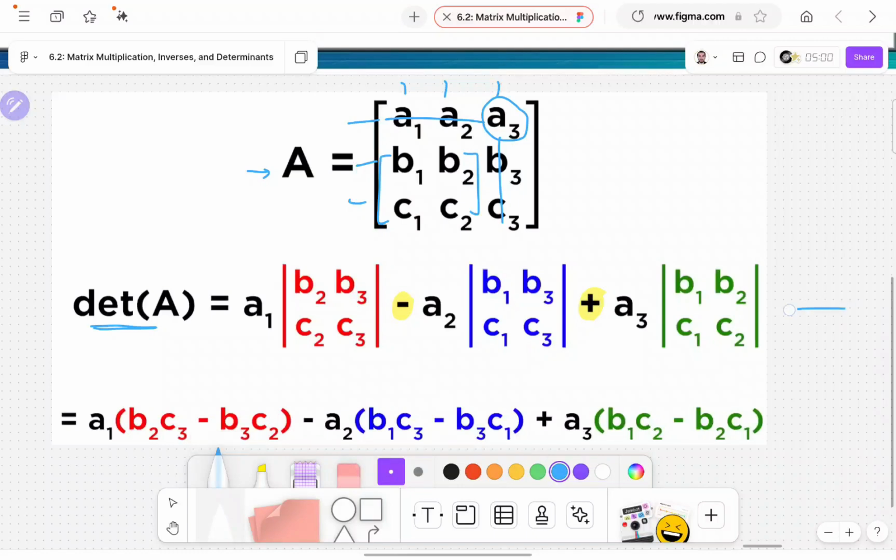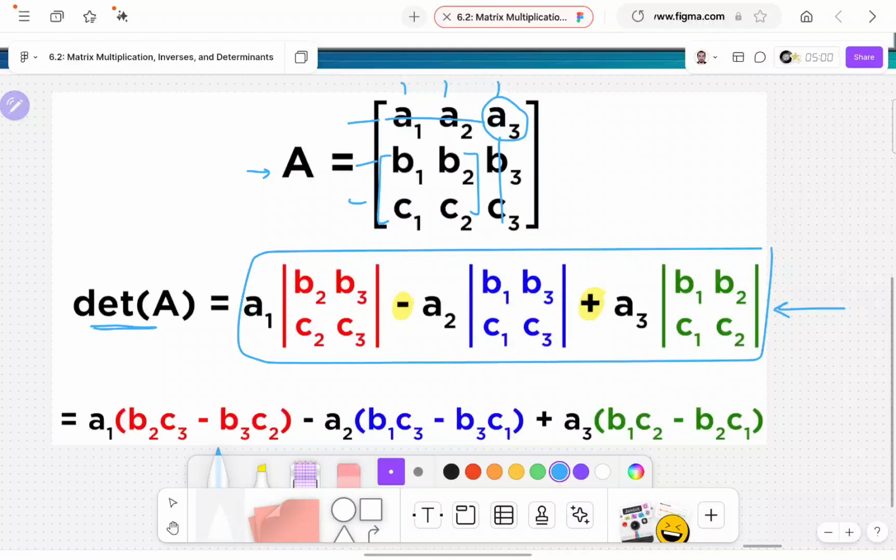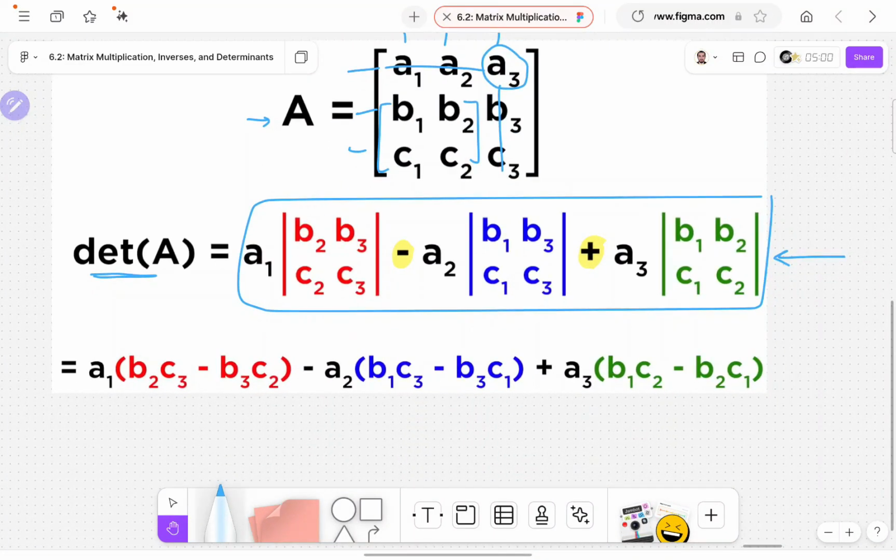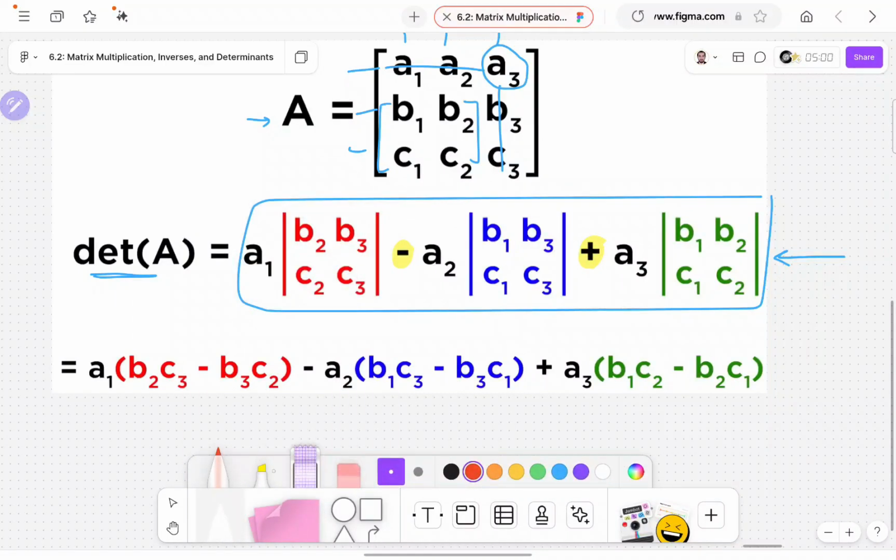After we write this determinant, what do I have to do? What should I multiply? First, you need to multiply diagonally. That means you multiply B2 with C3, then minus B3 with C2. Then you find the answer, and the answer should be multiplied by A1. This is the first step.